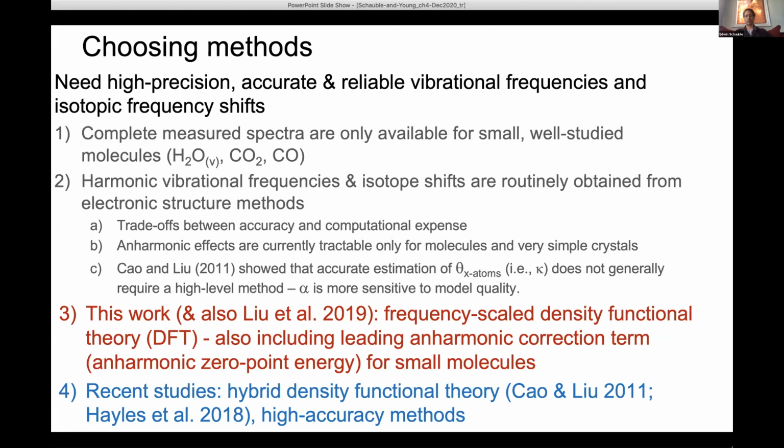Cao and Liu, as I've mentioned, in 2011, and then Hales et al. in 2018, they actually made cluster-based models of a number of crystal materials with some overlap with the stuff I'm going to talk about today. And so there's actually going to be a lot of opportunity to compare slightly different methods and see if indeed we get similar answers, which would give us some confidence maybe.